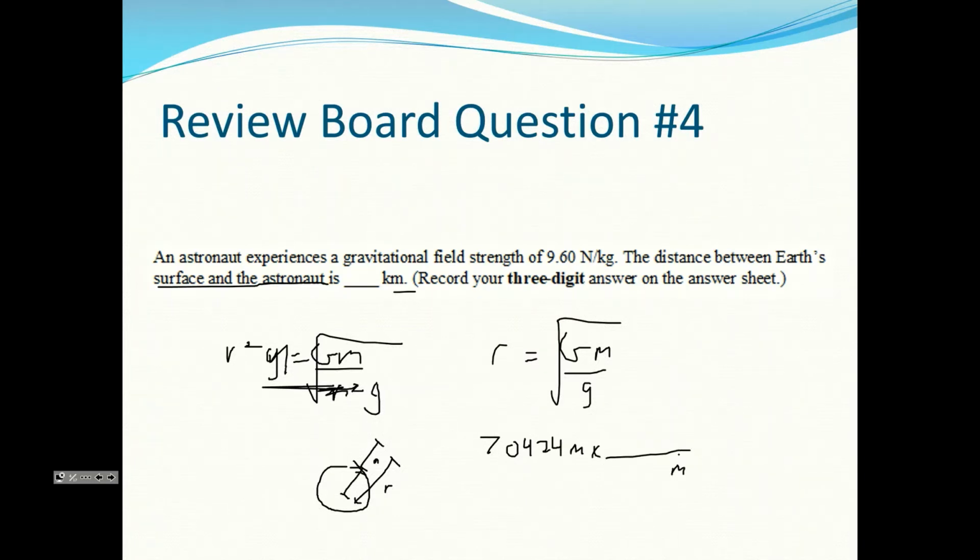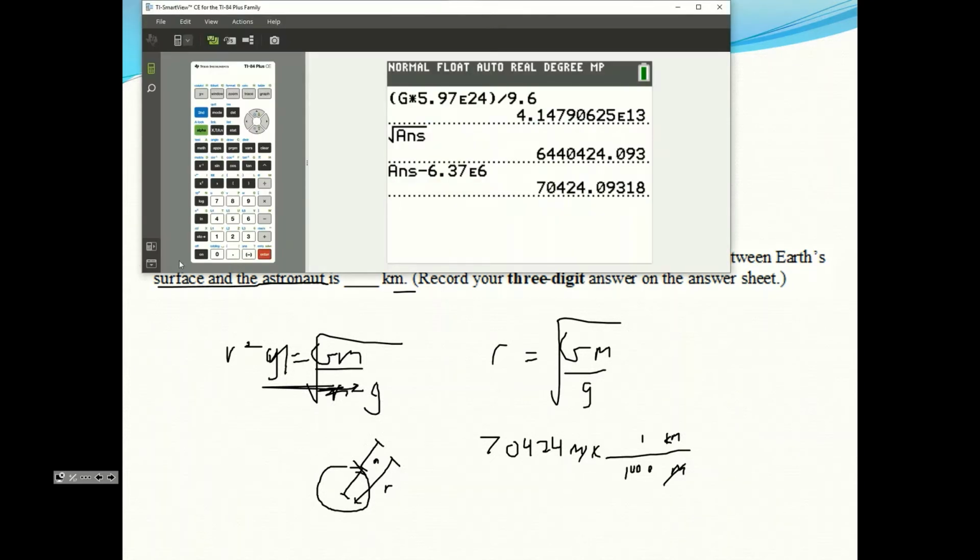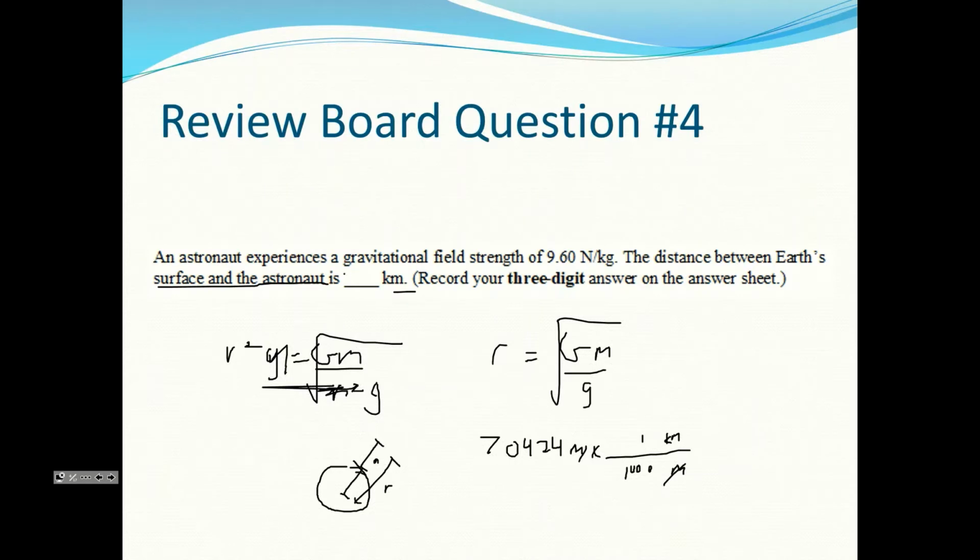I probably wouldn't do that to you on a test because I think that's mean once you have the answer. I would just ask for it in scientific notation. But to get from meters to kilometers, we'd have to divide by 1,000. So we divide our answer by 1,000, and you get 70.4 as your answer.